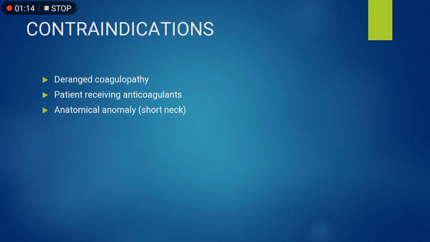Contraindications: if we have coagulopathy, where the coagulation profile like INR is high, then patients receiving anticoagulants such as heparin or Clexane, anatomical anomaly or short neck.